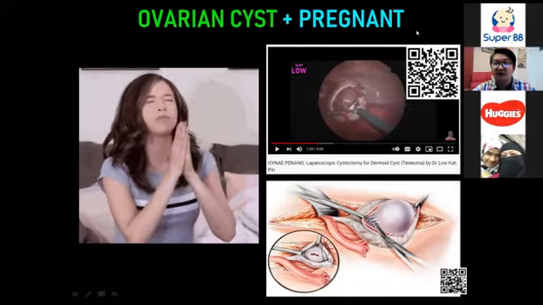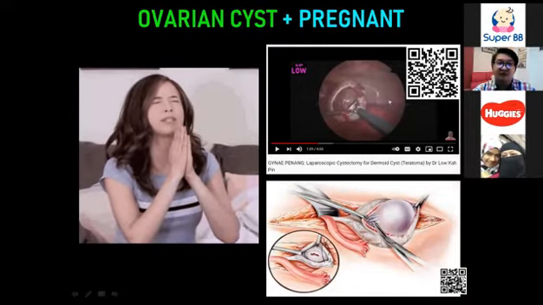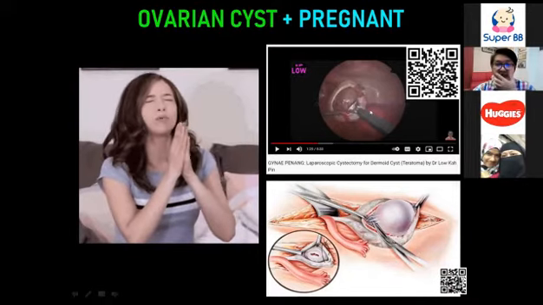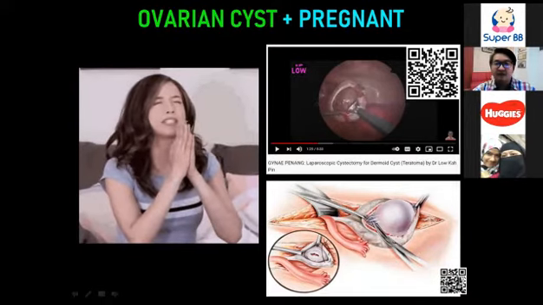You can click on the QR if you'd like to see the video of the removal, but this is not during pregnancy. Okay, and the second thing, of course, is to do it open. Open means you do a small incision, you take it.